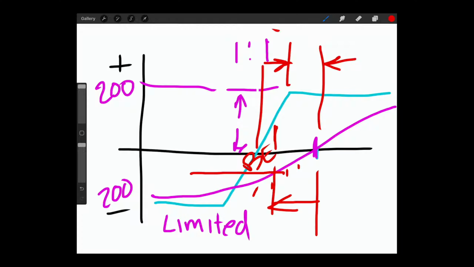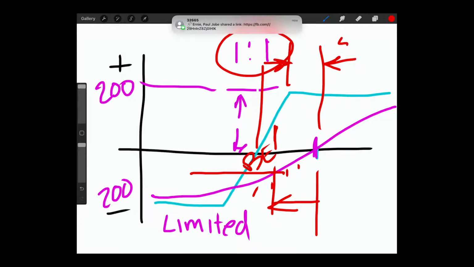Now, a 1-to-1 risk to reward is pretty good. What most people put on is a higher probability there. Now, the probability of actually getting in profit here might only be maybe 55%. And that might not be enough for you.